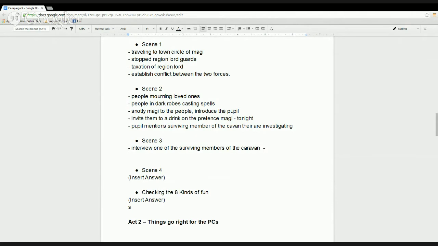Within scene 3, because we need a little bit of action, the PCs go to interview this surviving member that they referenced. And what happens is the guards start rounding everyone up. Why are the guards rounding everyone up? We need a motivation for that. Rounding up the crowd, or this particular group of people? Oh, that's right. We could just have the guards take the one surviving guy. And why would they be doing that?